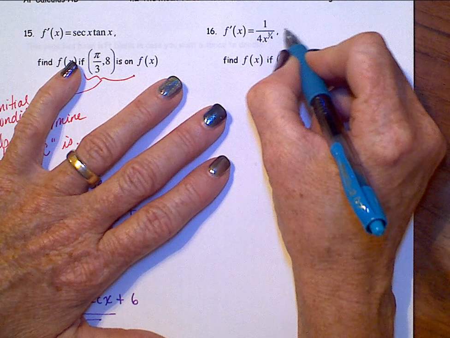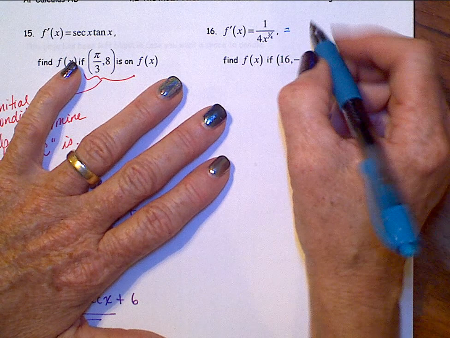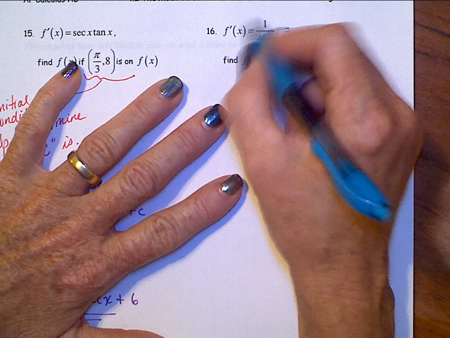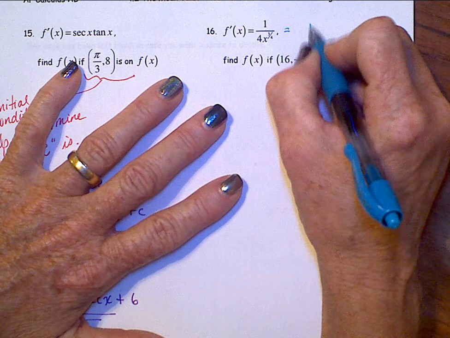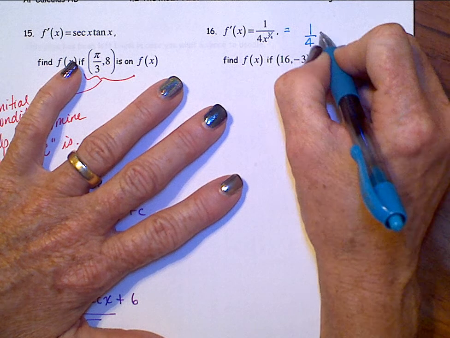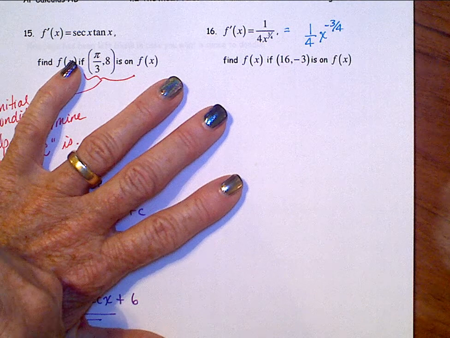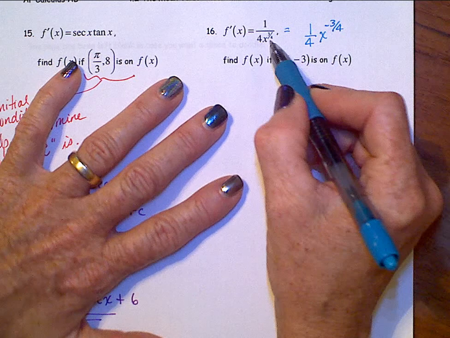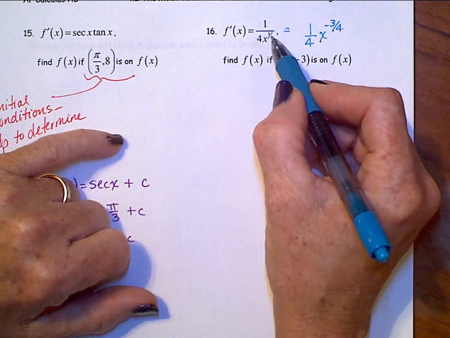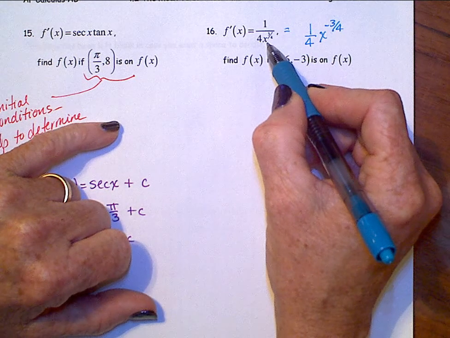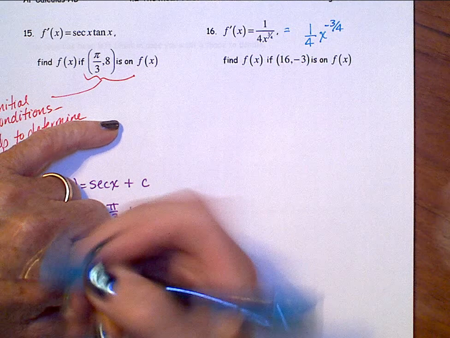So I'm going to rewrite this f prime as 1/4 x to the negative 3/4. Now remember that that 3/4 exponent is only on the x, not on the 4. That's why this stays as 1/4.